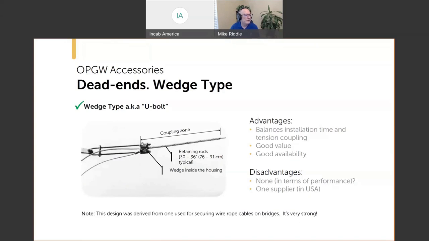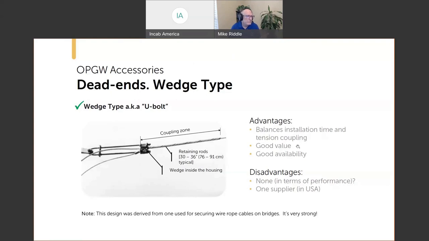It's called a wedge dead end because inside this outer housing that you can see, you can't see very well, but there's a little conical wedge piece in here, and that's providing much of your holding strength. In addition, or working in cooperation with these retaining rods, which for the general range of OPGW are typically 30 to 36 inches. So let's just say about 3 feet. So you have an entire roughly 3 feet that you're spreading that tension transition across. And that, as a cable designer, that's good for my cable. So I like that. This design concept, as I point out at the bottom, is derived from a type of dead end that was used for holding wire rope cables on bridges. So it's quite strong. It has these advantages.